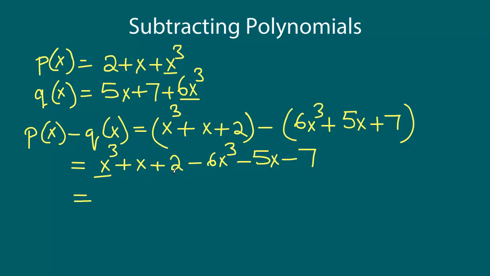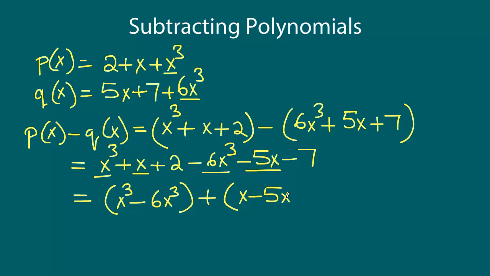So this is an x cubed term, this is an x cubed term. So when we combine, we will get x cubed minus 6x cubed. Next we will have the x term. We have an x term here and we have an x term here. So we will say x minus 5x. And then we will have plus the constant term. We have 2 minus 7.